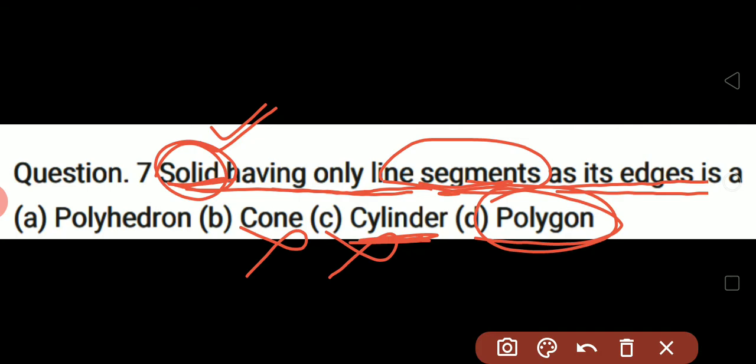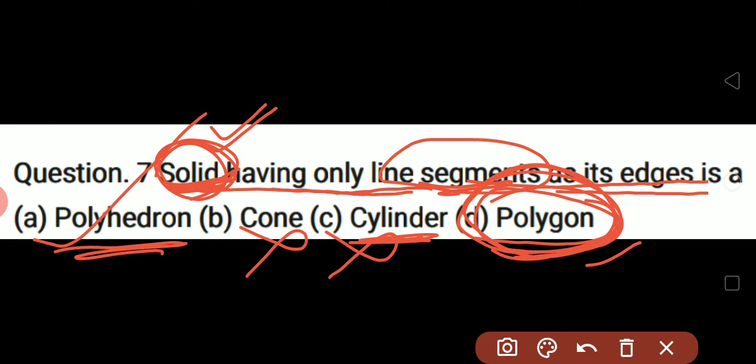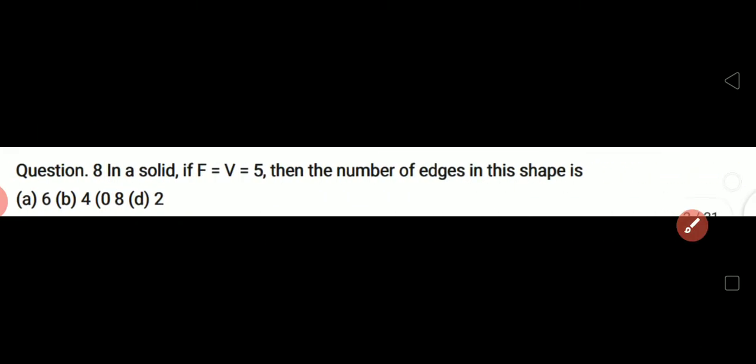So if solid is not given, then the polygon is the answer, but since a solid is given, the polyhedron is the answer, because a polyhedron is also made up of straight line segments, and those straight line segments after joining become polygons, and these polygons when joined become a polyhedron, right? So let us come to the next one.